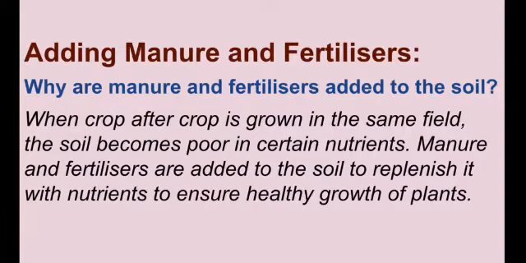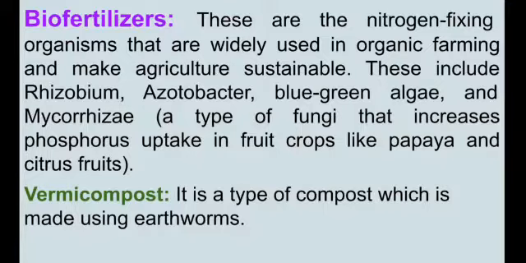So there are two natural methods to maintain the nutrients in the soil. Let us understand. Before understanding the two methods, we need to know about biofertilizers. These are nitrogen fixing organisms that are widely used in organic farming and make agriculture sustainable. These include rhizobium, azotobacter, blue-green algae and mycorrhiza, a type of fungi that increases phosphorus uptake in fruit crops like papaya and citrus fruits.